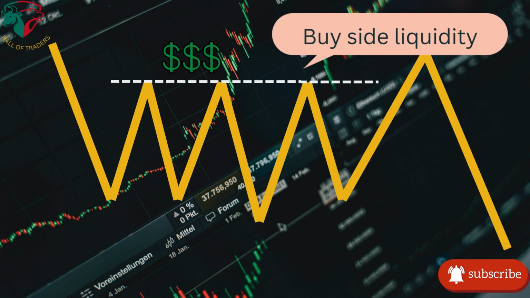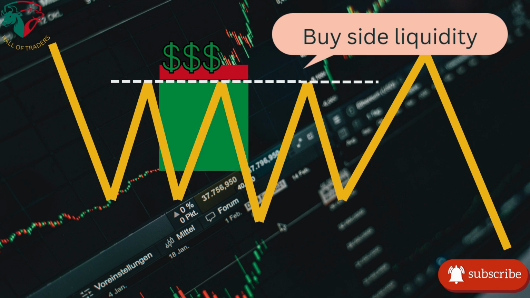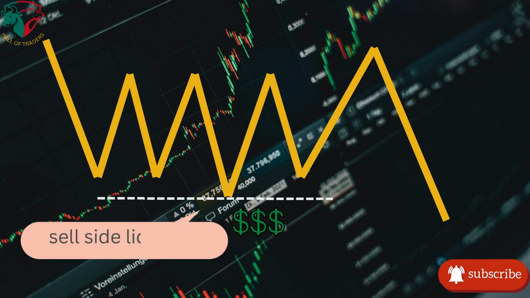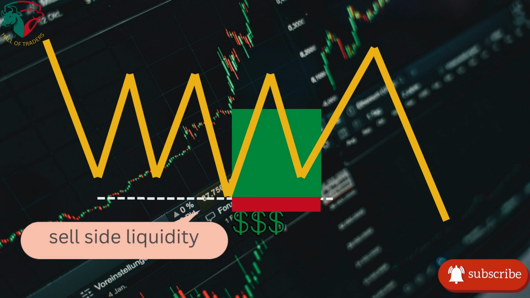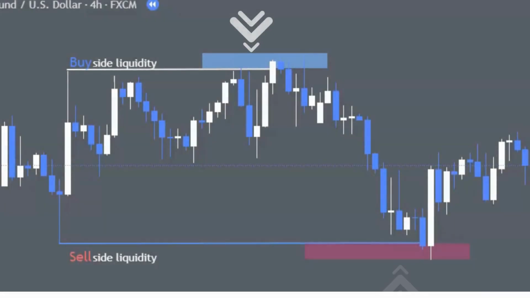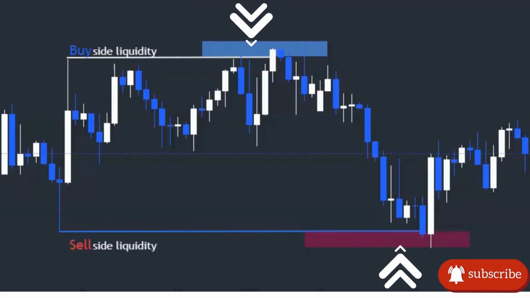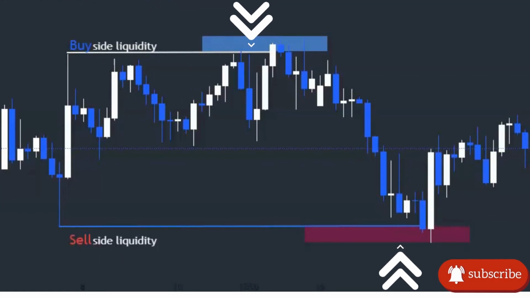Buy-side liquidity represents a level on the chart where short sellers will have their stops positioned, while sell-side liquidity is just the opposite. It represents a level on the chart where long-biased traders will place their stops. In both cases, these levels are often found at or near extremes such as the tops and bottoms of ranges, and are often viewed as areas where traders are proven wrong and therefore will want to get out of their trades.